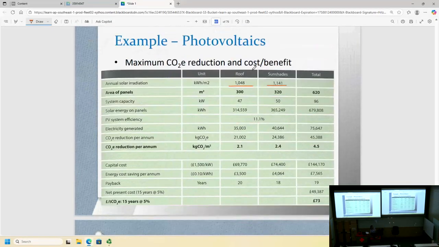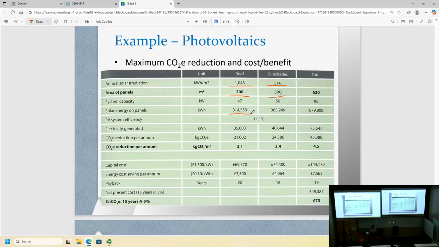So let's say for the UK, these are the typical values. And then we have the area assumed. And for the system capacity, I think we can ignore this, not too important. And the solar energy on a panel.